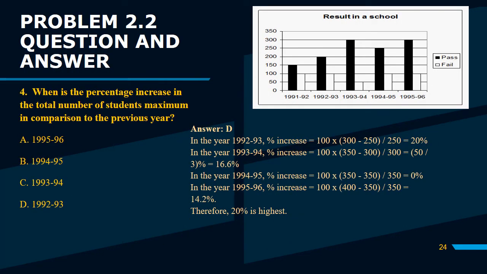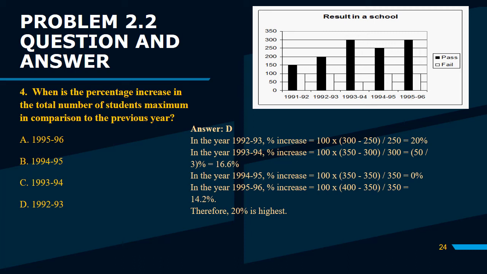Question number 4 is, when is the percentage increase in the total number of students maximum in comparison to the previous year? First, we need to get the number of students for each year and then subtract it from the total students of the previous year. After that, we have to divide it by the total number of students of the previous year and then multiply it by 100. If you look at the solution given, you will see the total percentage for each school year, and it shows that 1992 to 1993 has a minimum percentage increase in comparison to the other years.